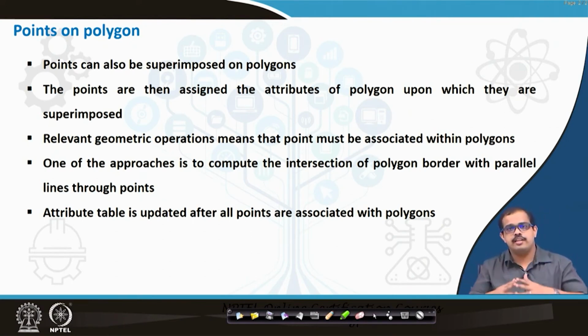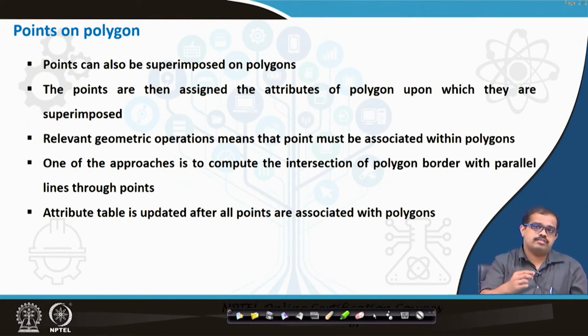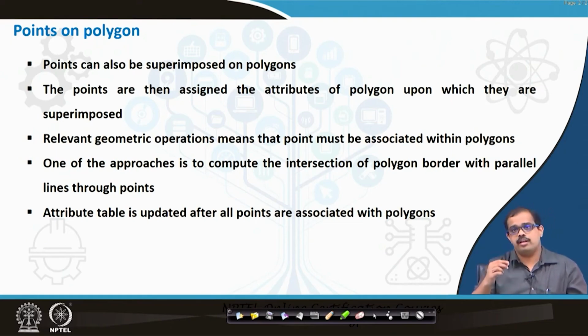I have the points of those trees, I superimpose them on this. So, that gives me a perspective of how a city has a number of trees and how the building bylaws are respecting the environmental norms, or how they are actually followed by the citizens who are residing in those buildings, or the official area of that particular resident. So, the points are then assigned to the attributes of the polygon upon which they are superimposed. Each of these points is added as an attribute.